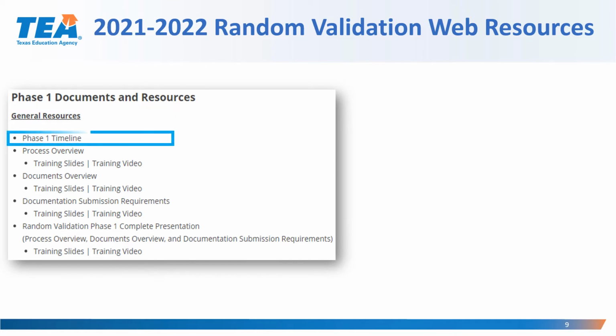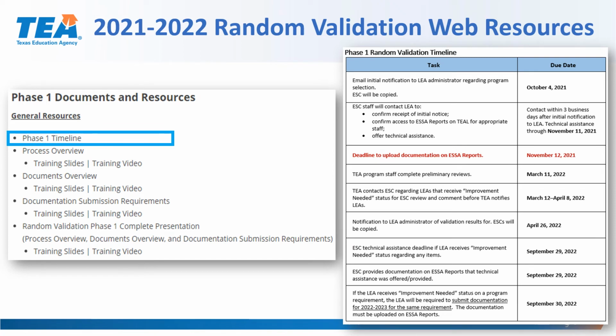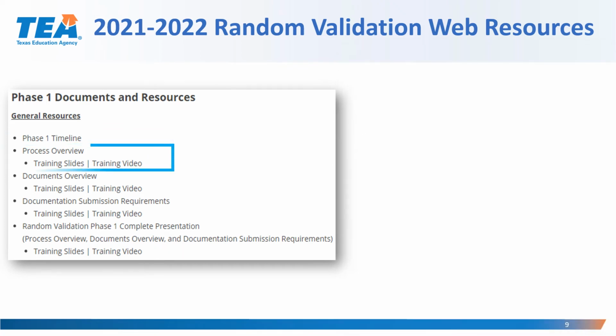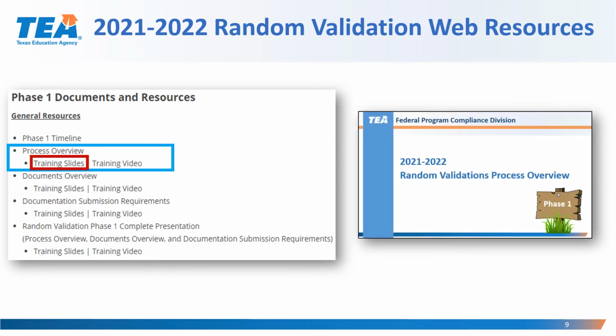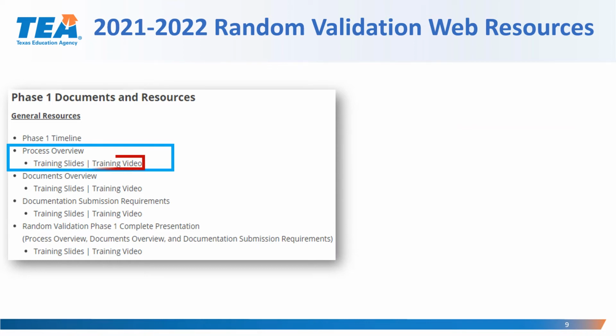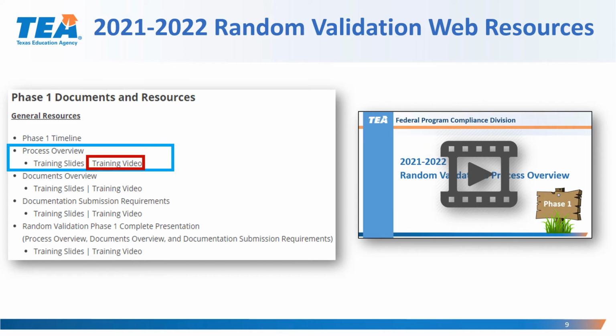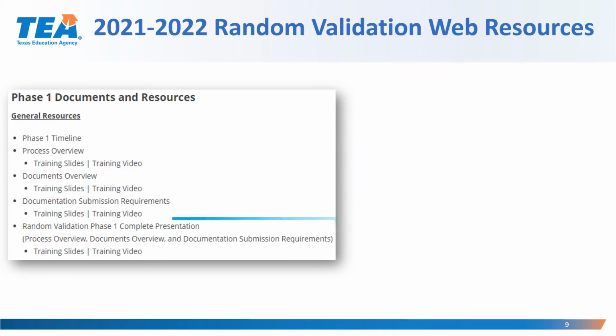For the Phase 1 timeline, if you click on the link, it will open up the Phase 1 timeline. For all the others, if you click on the training slides for that particular overview, you will be able to download the training slides. You will also be able to access a training video for each section of the training. Again, at the very bottom, you'll be able to see the complete presentation that is a composite training of the training slides and training video of the process overview, the documents overview, and the documentation submission requirements, all in one presentation.